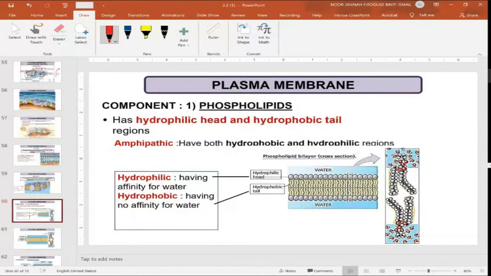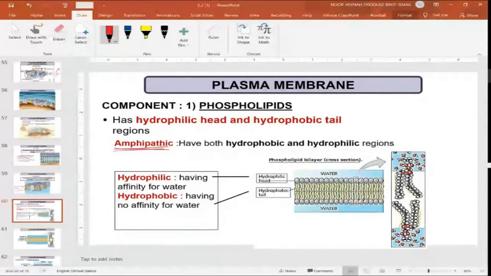Okay, component of the plasma membrane, we have to describe the phospholipid has hydrophilic head and hydrophobic tail. So they are called amphipathic. Amphipathic because they have both hydrophobic and hydrophilic regions.